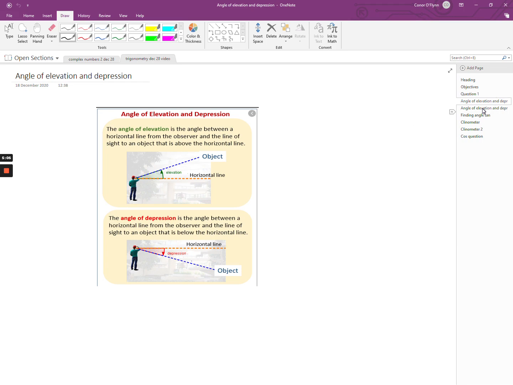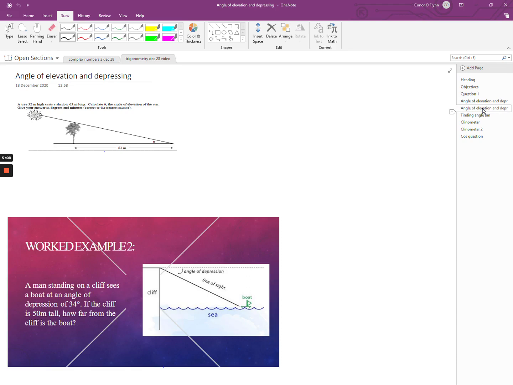So we'll just go through an example of these questions. Let's say a tree 32 meters high casts a shadow of 63 meters long. Calculate theta, the angle of elevation. So they're telling us theta is the angle of elevation, and they want us to find it. They tell us the tree is 32 meters high, so that's the height of the tree. So that's 32 here, the straight line up to the tree.